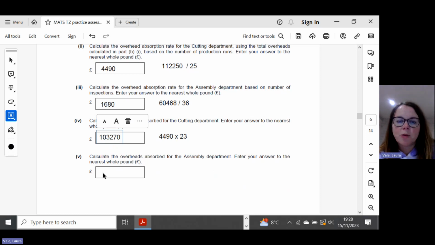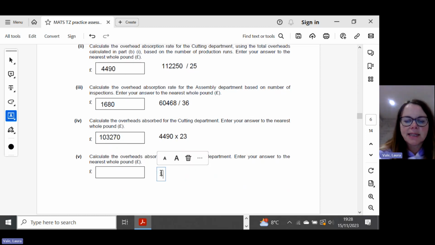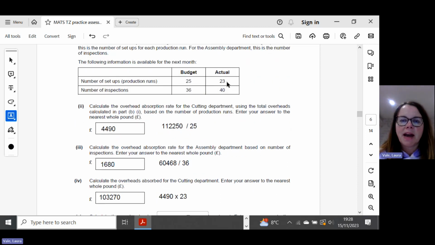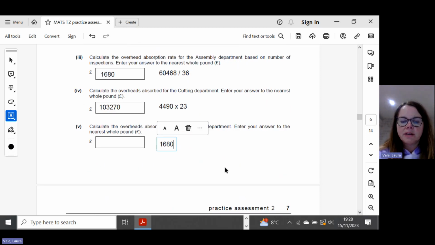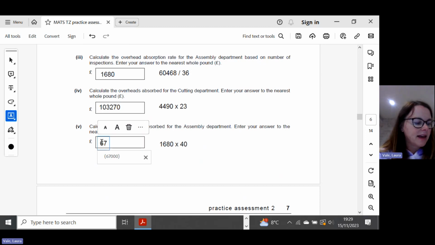The overheads absorbed for assembly. Same principle. So we're going to take the 1,680 that we calculated, so that's the cost per inspection. We've actually had 40 inspections. So if we times that by the 40 inspections, that gives us an overhead there of 67,200.